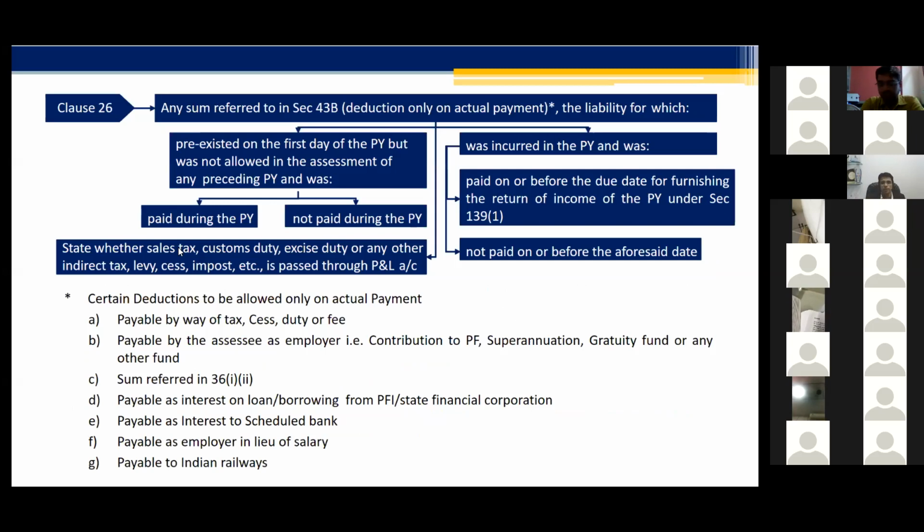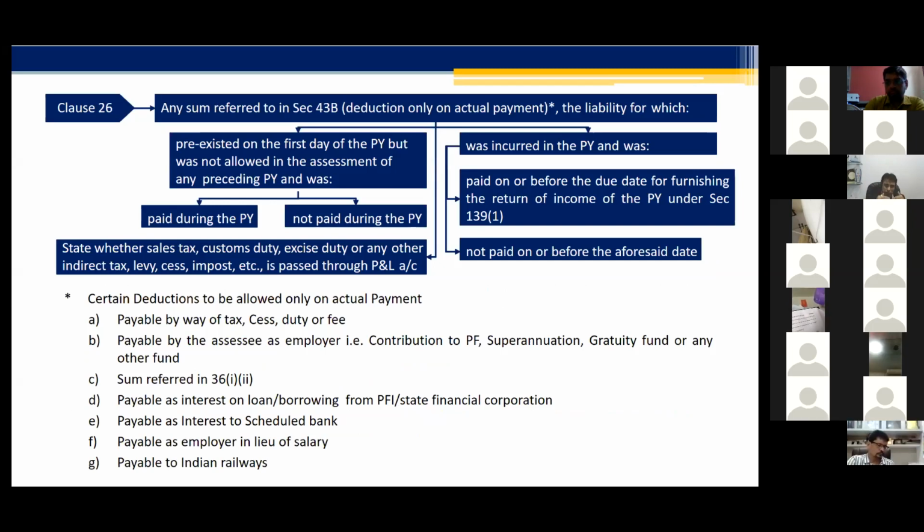Clause 26. Any sum referred to in section 43B, with deduction only on actual payment. Here under 43B, you have to give a two-way reporting. The liability in respect of which pre-existed on the first day of the previous year, but was not allowed in the assessment, so it was disallowed in the earlier year, but it is paid during the year and should be allowed in this year. So you will report those figures. Plus the liability which has been incurred in the current year and which has not been paid before the due date of furnishing the return has to be reported, which will be disallowed. So certain deductions are to be allowed on actual payment.